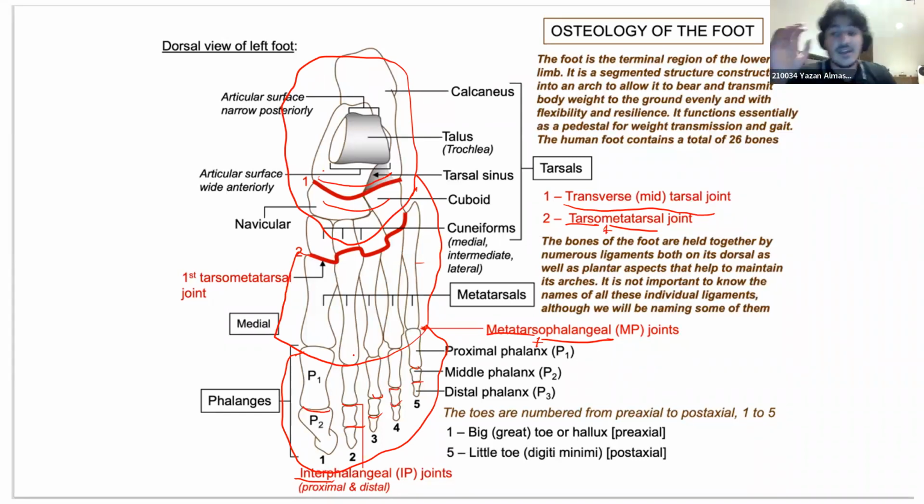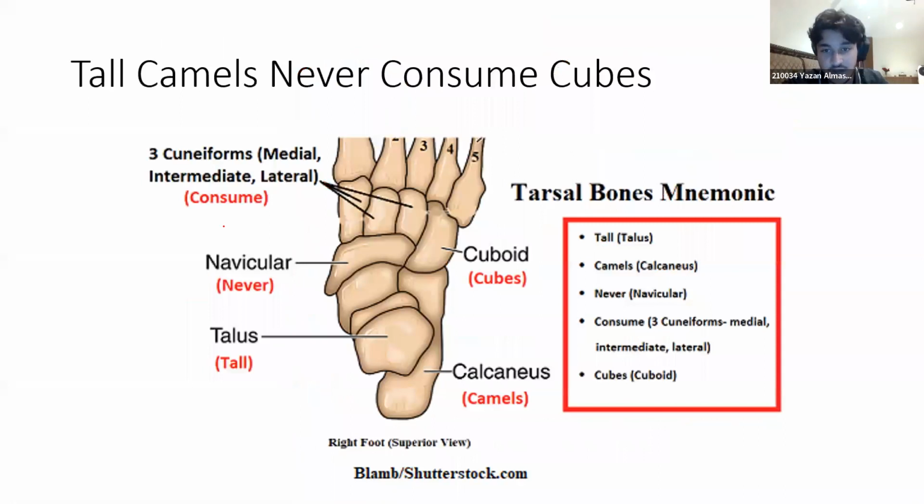Now, another thing that you need from this slide is to memorize the names of the bones. Okay, so how do we memorize the names of the bones? We have a mnemonic. It's very dumb, but you have to memorize it this way, honestly. So it's: tall camels never consume cubes.